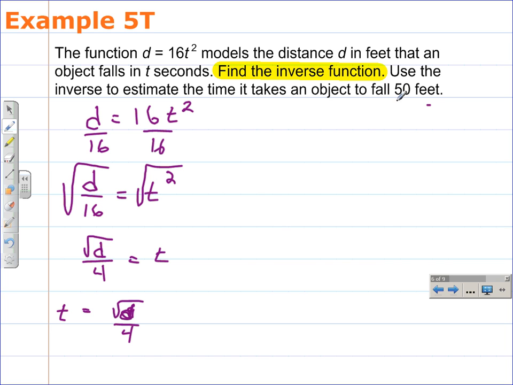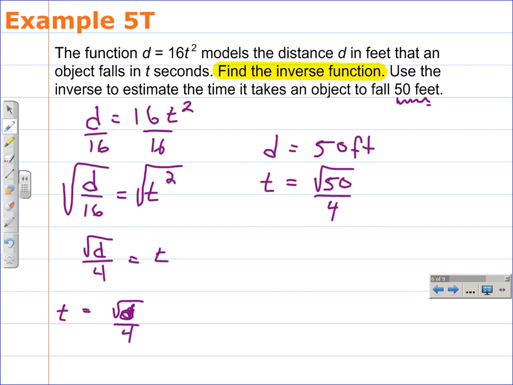Right here, we're told to use the inverse to estimate the time it takes an object to fall 50 feet. So d will be equal to 50 feet. We'll substitute that into the formula that we just found the inverse of. The inverse of that formula would be t is equal to the square root of 50 divided by 4.